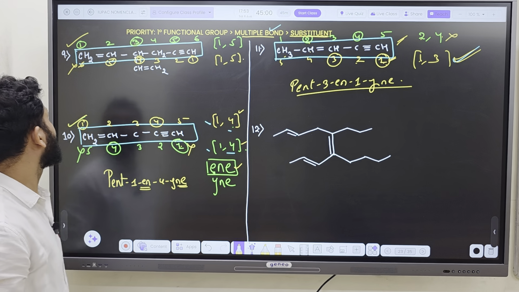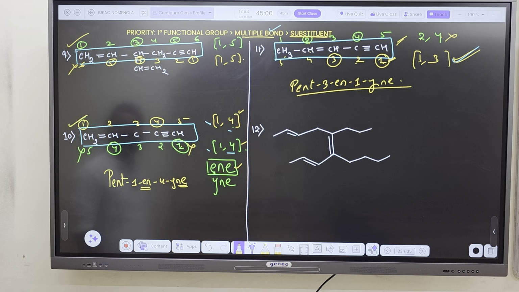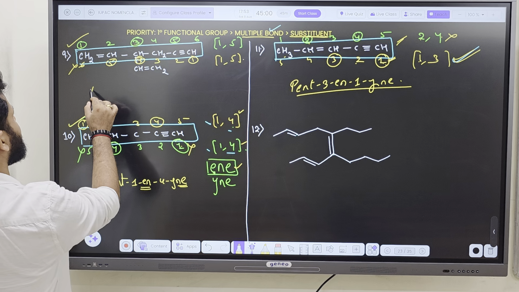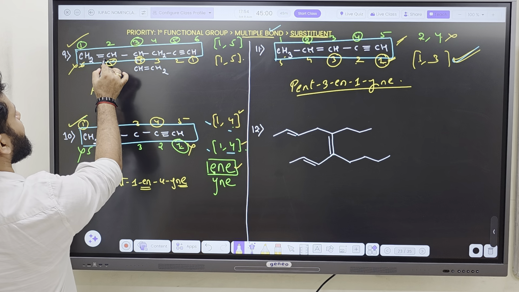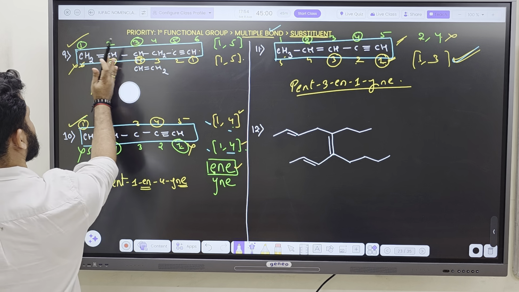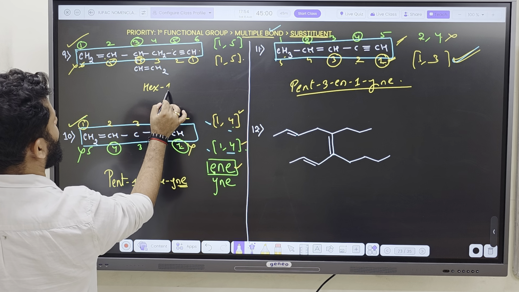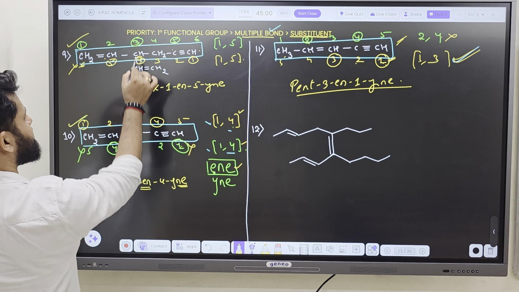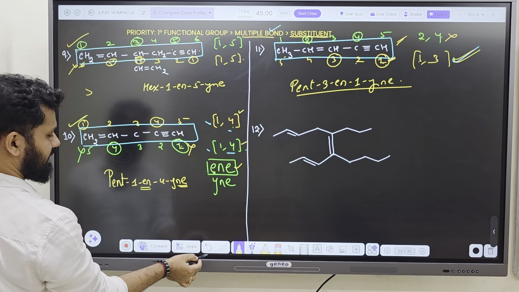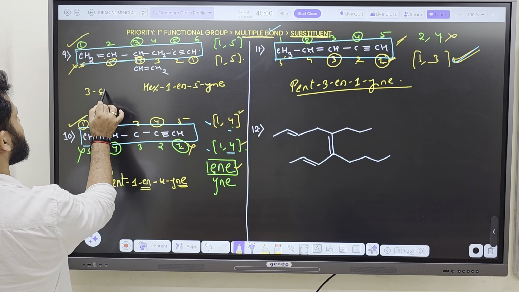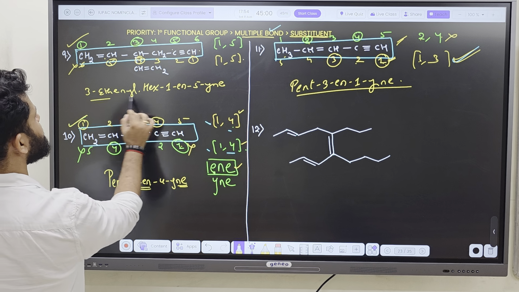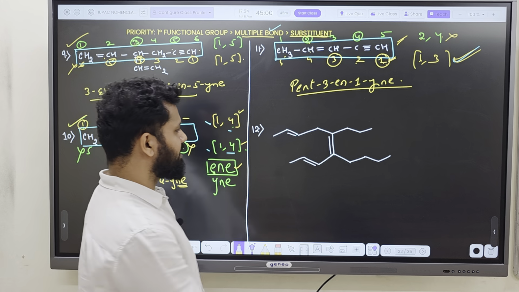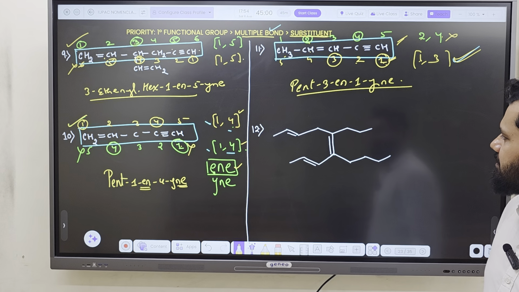What should be the name for the 9th one? Just check. We already selected the PCC, we already numbered it. It says hex. It is hex-1-en-5-yne. And then there is a substituent at the third position. What is that? It is ethenyl. So 3-ethenylhex-1-en-5-yne. Can you try this yourself? Try it yourself.